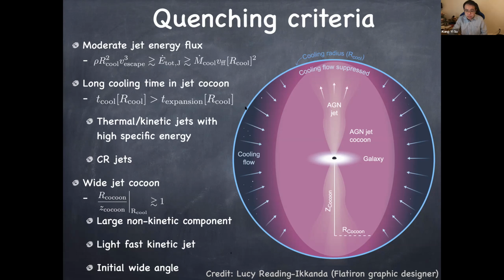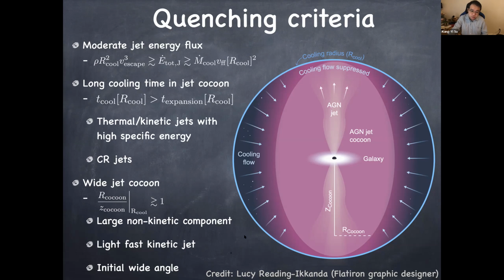Another important criterion is that the cooling time within the jet cocoon has to be long enough. The cooling time of the jet cocoon has to be much larger than the expansion time of the jet. Otherwise, you can imagine a limit where most of the energy will be radiated away before the jet cocoon even reaches the cooling radius, and it will not have a huge effect on the bulk cooling flow. This could be achieved by a thermal or kinetic jet with very high specific energy. You can imagine that with this high specific energy, it will just heat up or shock heat this jet cocoon to a higher temperature. Another possibility is that the majority of the energy in the jet cocoon is in cosmic ray form, which is another form that doesn't radiate away as efficiently.